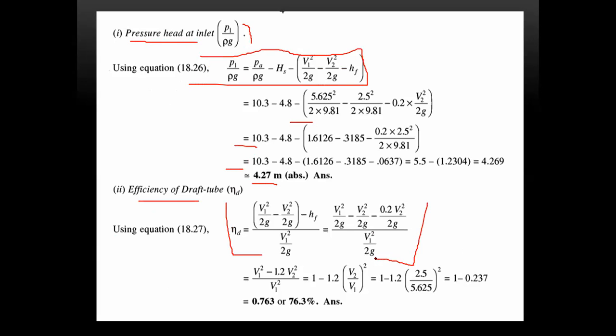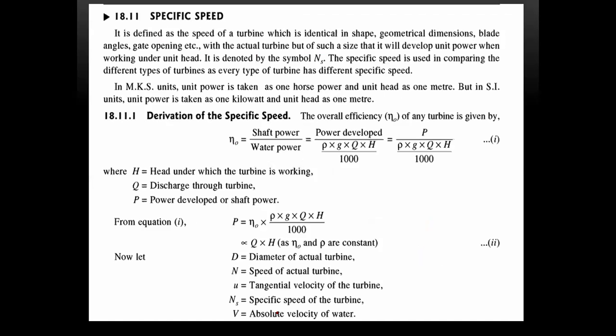Now after substituting all the values here, after solving the problem, you are getting 76.3% as the draft tube efficiency. Now the next topic is specific speed.